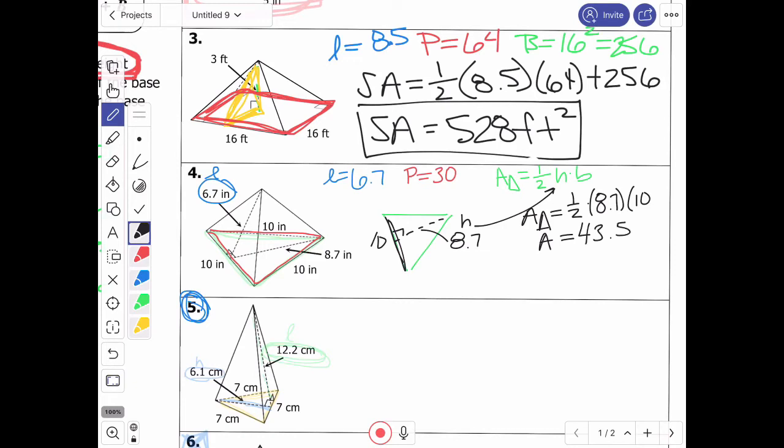Okay. And now I'm just going to use my surface area formula of 1/2 the slant height of 6.7 times the perimeter of 30 plus the area of that base, which is 43.5. And so my surface area is 144 inches squared.